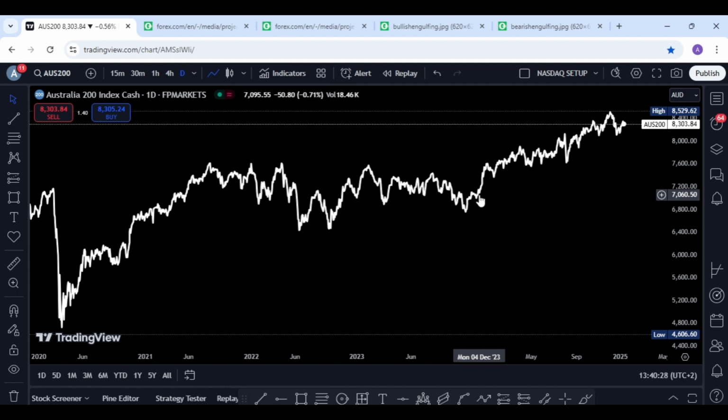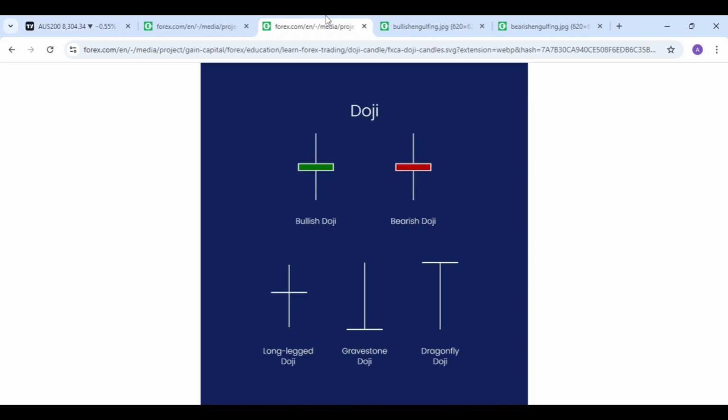As I've said, there are common patterns such as the doji. These are the doji candlesticks, and as I've said, they indicate indecision in the market, so prices may go strongly either way. You can see this is the bullish doji, the bearish doji, the long black doji, the gravestone doji, and the dragonfly doji. Certain patterns like this will inform you of how the price is heading.